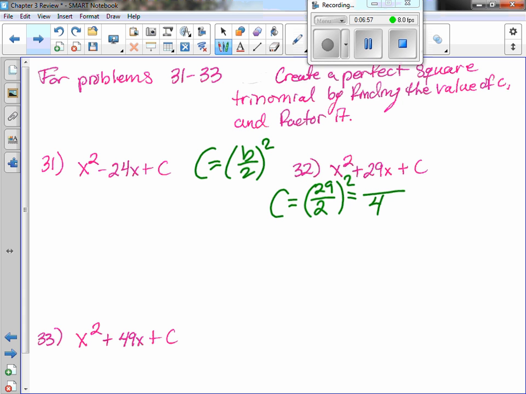Now 29 squared is not one I know off the top of my head. 841.